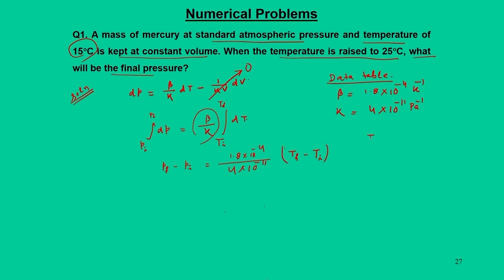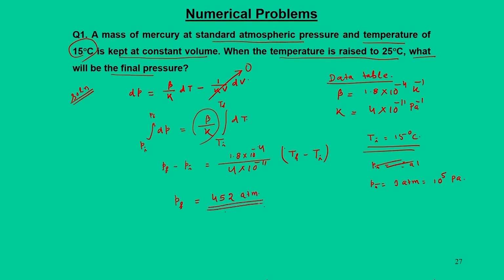Ti is given as 15 degree centigrade. Then when you put this into the equation, and Pi is equal to 1 atmosphere, which is nothing but 10^5 Pascal. By putting in Pi and Tf, we can say the final pressure will be about 452 atmosphere.